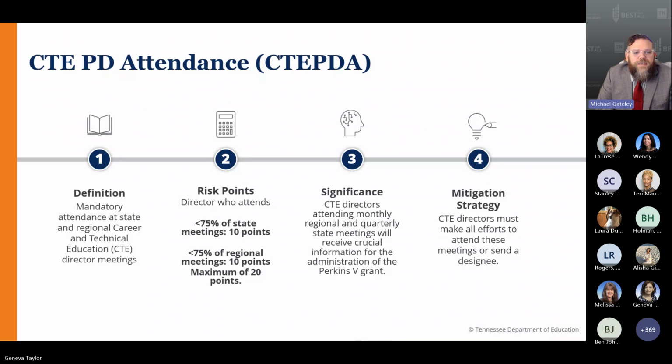Directors who attend less than 75% of state meetings are going to get 10 points on the risk analysis, and less than 75% for regional meetings also will receive 10 points, with a maximum of 20 points here. Again, there's important information shared at these meetings, so it's very important that CTE directors attend and get that information. To mitigate, make all efforts to attend or send a designee.